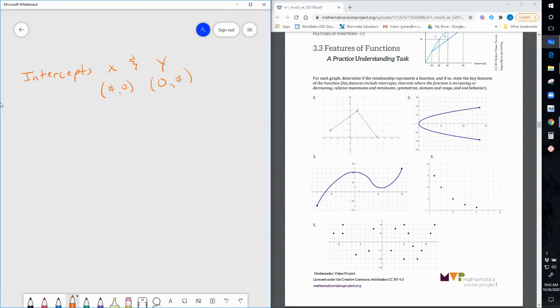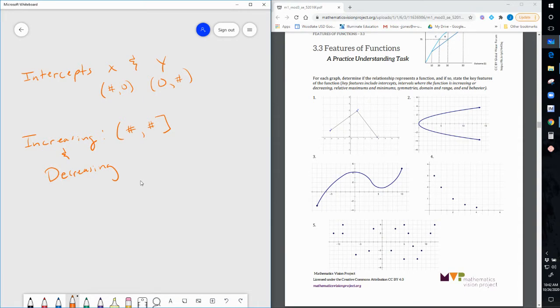Intervals where the function is increasing or decreasing. So again, you write increasing, and then you tell me from some low number to high number, maybe brackets, maybe parentheses. So if you don't know about those, go look at your notes about when to use brackets and when to use parentheses. That's increasing and decreasing, okay? Or you can put from some number to some number.